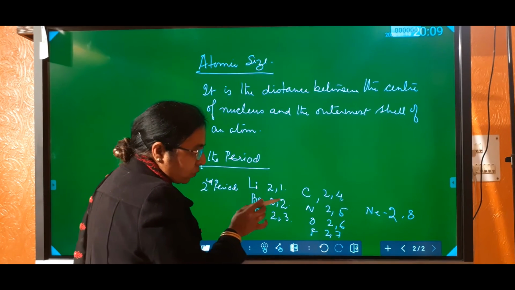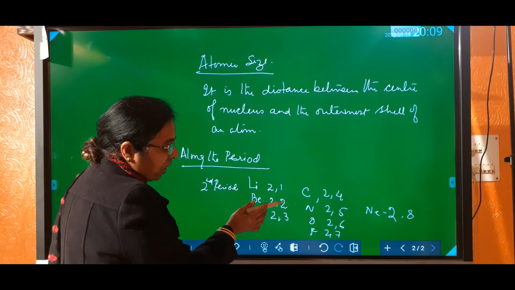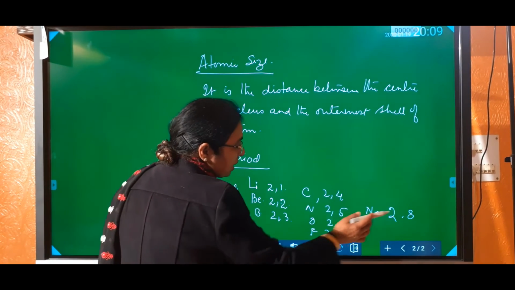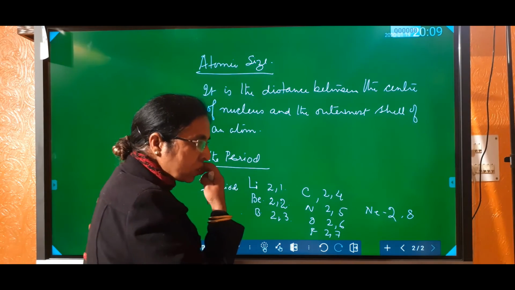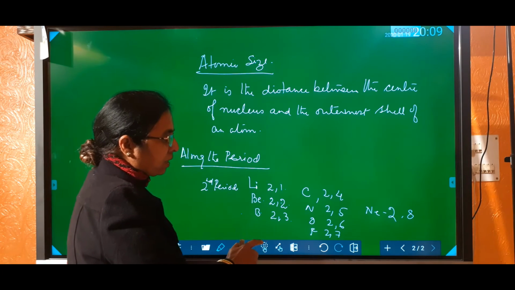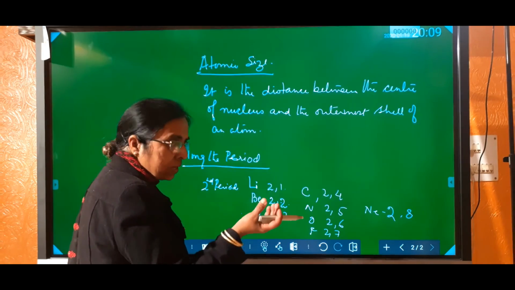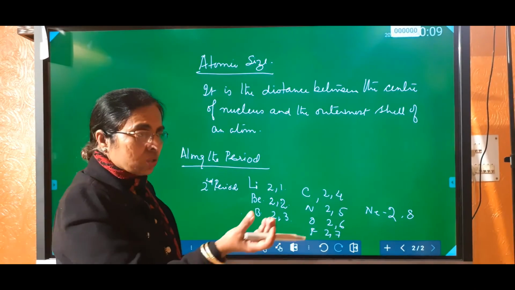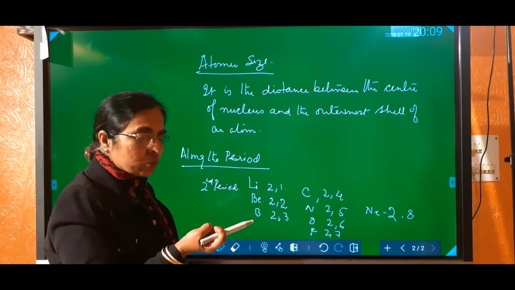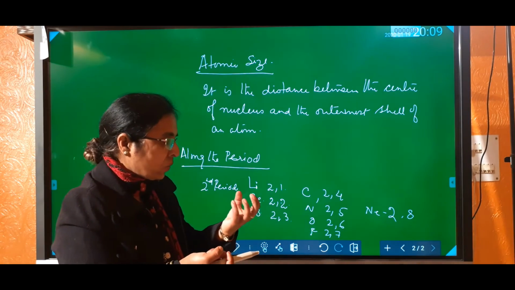So, when I am moving along the period, what is happening? Every time the electron is entering the same shell. One electron is entering this shell and another one, a proton, is also entering the nucleus. So now the nucleus is becoming very strong, so it is able to pull the outermost electrons more strongly. As a result, the atomic size will decrease.